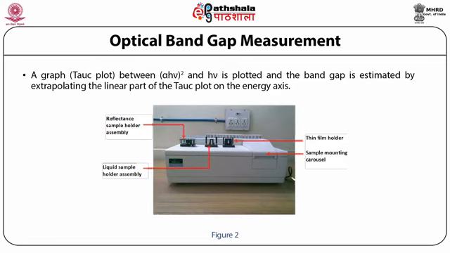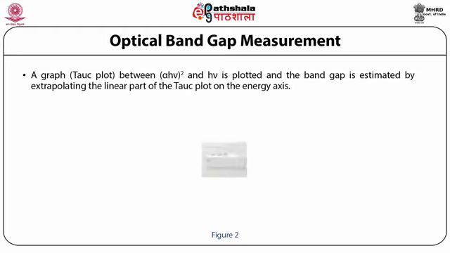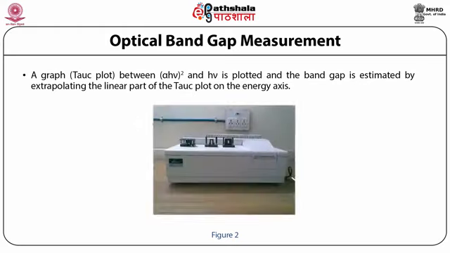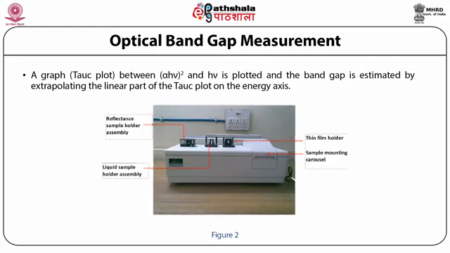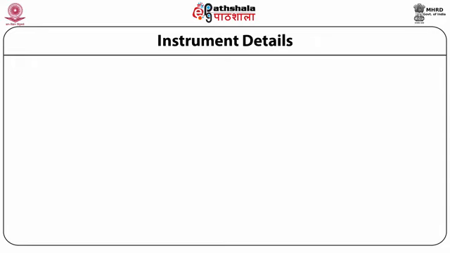So this is the photograph of the UV visible spectrophotometer, where all the components of it are marked. That is, we have the reflectance sample holder assembly, liquid sample holder assembly, thin film holder, and the last one shows a sample mounting carousel. Let us now discuss the instrument in detail.